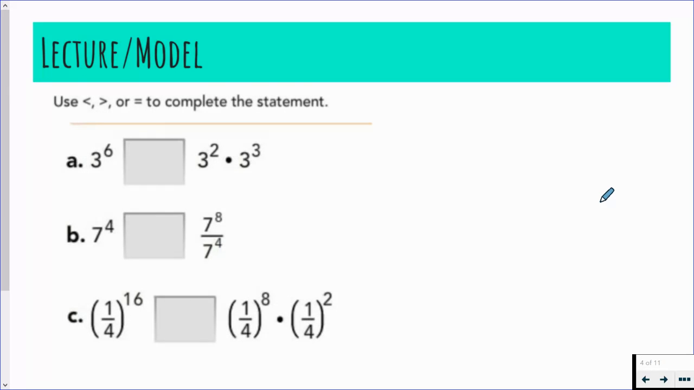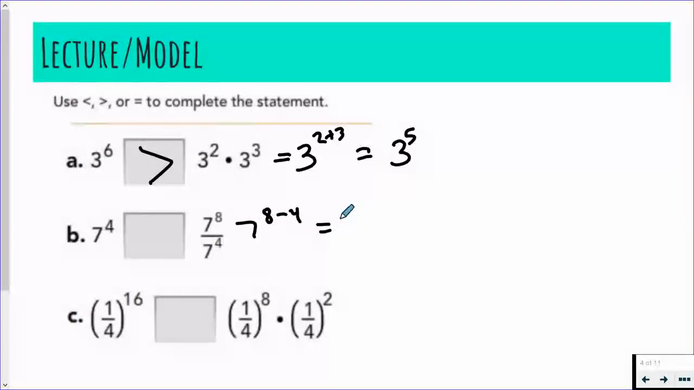All right, use greater or less to compare each statement. All right, so I have 3 to the 6 on this side and 3 to the squared times 3 cubed on the other side. If I evaluate this, this would be 3 to the 2 plus 3, which would be 3 to the 5th. So I have 3 to the 6th and 3 to the 5th, so 3 to the 6th would be greater. Here I have 7 to the 4th, and here I have 7 to the 8 minus 4, because we're dividing, we're subtracting the exponents, which would be 7 to the 4th. So those are going to be equal.